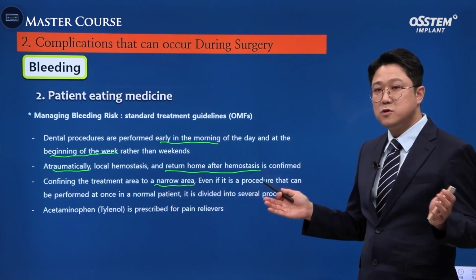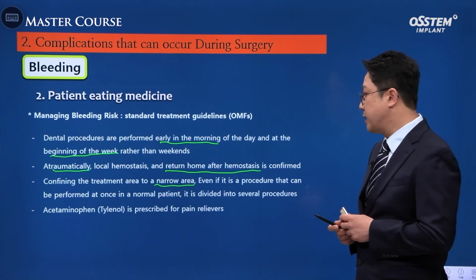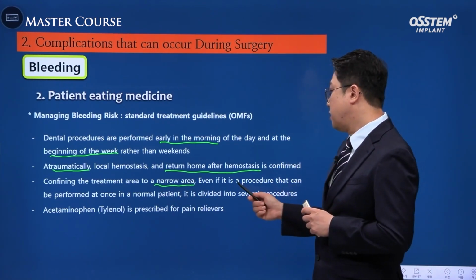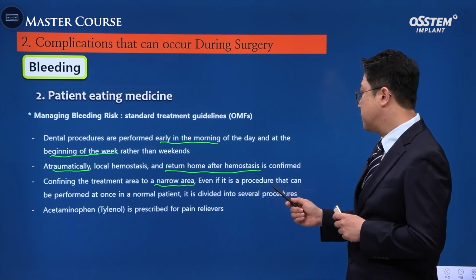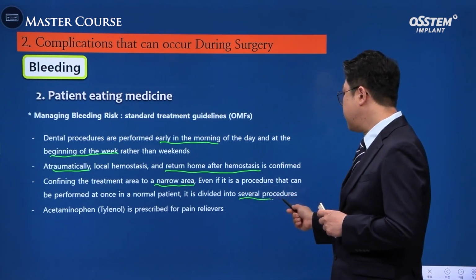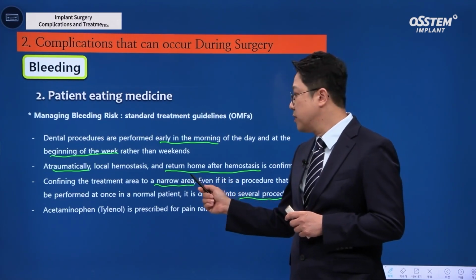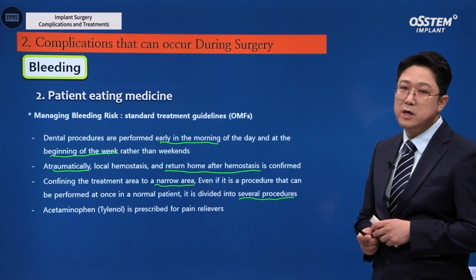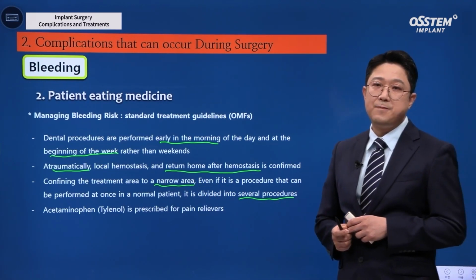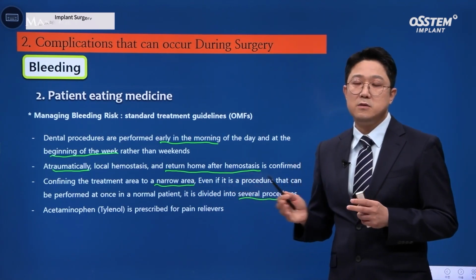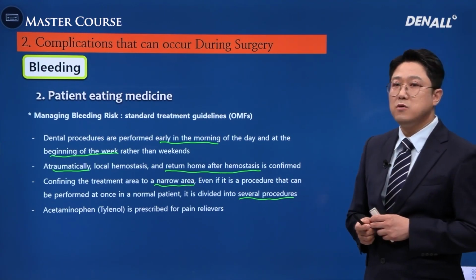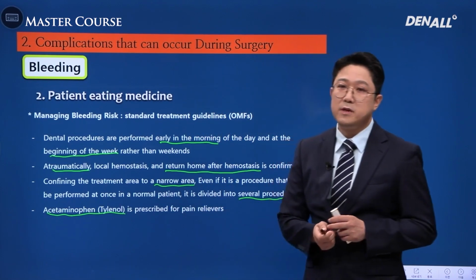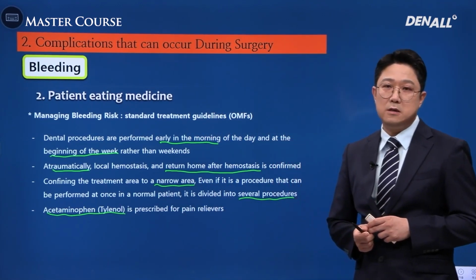If it is wide and extensive, then there's higher possibility of bleeding. Therefore, the scope of surgical site should be narrower even if the patient goes through multiple number of surgeries. The surgical site should not be extensive. In the case of pain relievers, NSAIDs can lead to other unwanted effects. Therefore, Tylenol or acetaminophen type of drugs should be prescribed.